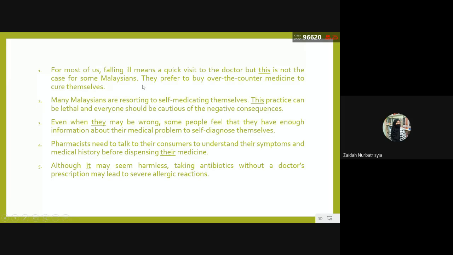For some of us, falling ill means a quick visit to the doctor, but this is not the case for some Asians. They prefer to buy over-the-counter medicine to cure themselves. So the word this here is referring to? A quick visit to the doctor. Yes, very good. How about the second one?